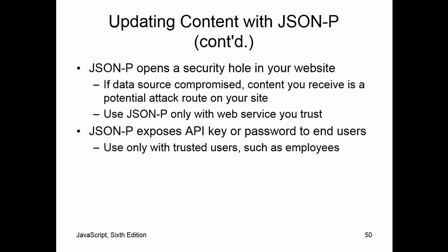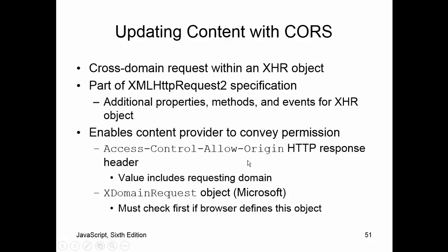Notice, as mentioned here, that JSON-P can open up a security hole in a website. It is taking for granted that people who use it know what they're doing. So, as mentioned, you should only use JSON-P, JavaScript object notation with padding, from a web service that you trust. As it says also, it exposes its application program interface password to end users, so you should not only use it with a web service you trust, but only with users that you trust.